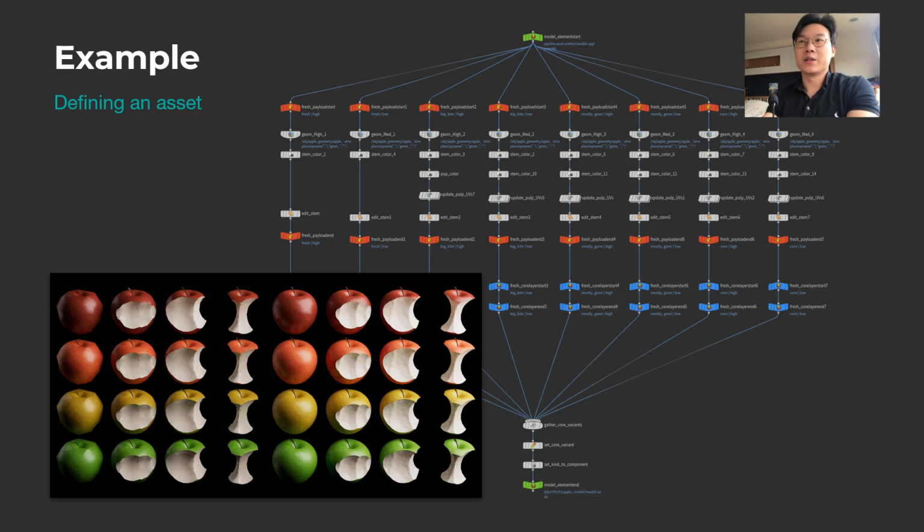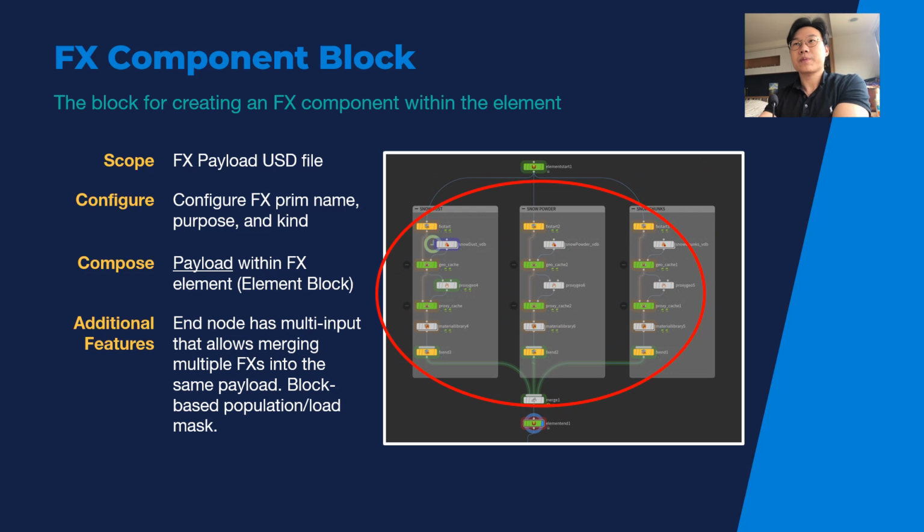And all of the blocks go within one element block, which in this case is for a model element. In addition to our core workflows, here's an example of how a department also adopted the concept for more department-specific workflows. For effects, we built the effects component block, which allowed artists to separate out different components within the effects element to their individual payload files.